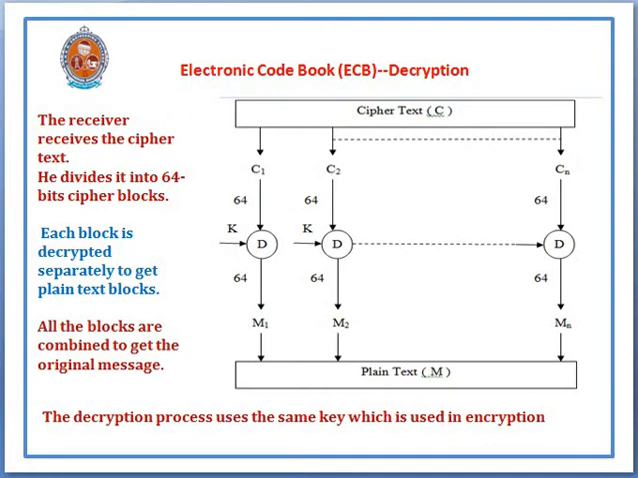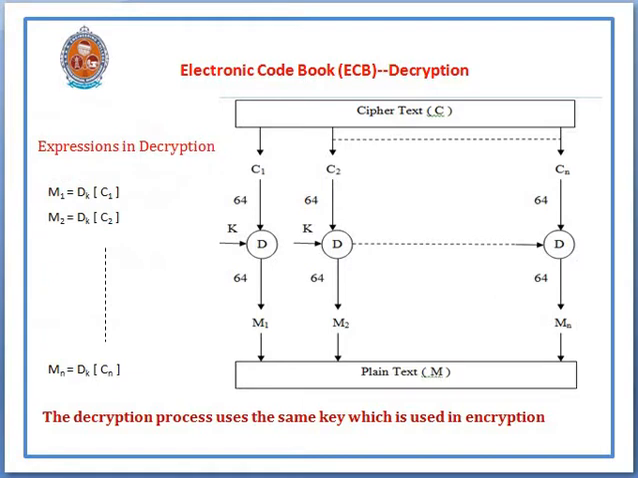And this diagram shows the ECB decryption process. The receiver receives the ciphertext. He has to divide it into 64-bit blocks. Each block is decrypted separately to get the plaintext blocks. All the plaintext blocks are combined to get the original message. The decryption process uses the same key which is used in the encryption process.